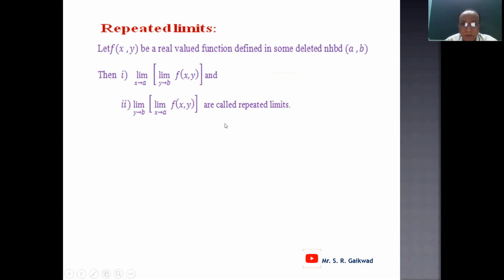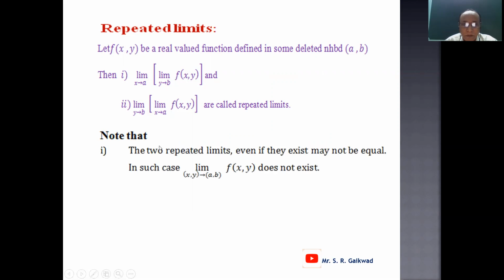In these repeated limits, in the first case, first we find the limit of the function f(x, y) as y tends to b. Then we find the limit of the function as x tends to a. In the second case, first we find the limit of f(x, y) as x tends to a. Then we find the limit as y tends to b. These two types of limits are called repeated limits.